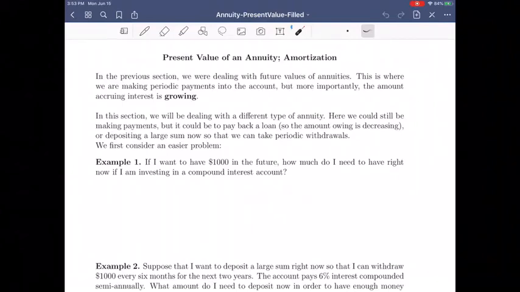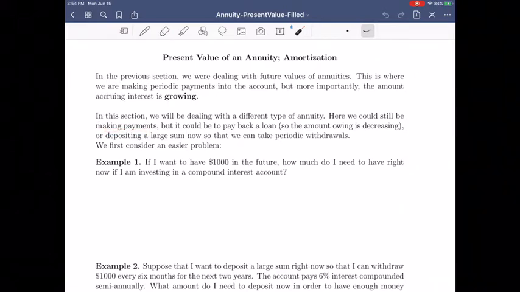In this video, we're going to be looking for the present value of an annuity, instead of the future value. The difference is that when you're looking for a future value, you're making periodic payments into an account, but more importantly, the amount in the account is growing. You're gaining more and more money in your account, so every time they apply interest, it's more interest than it was before.